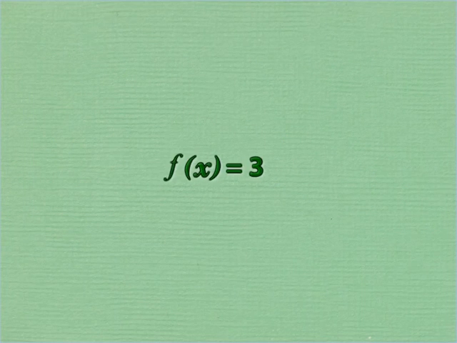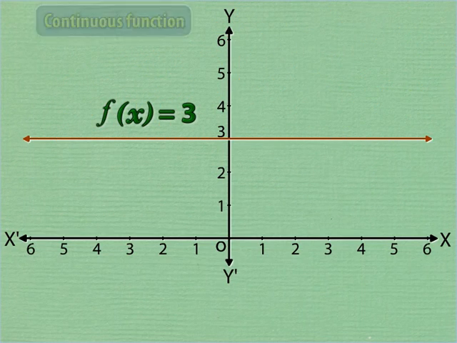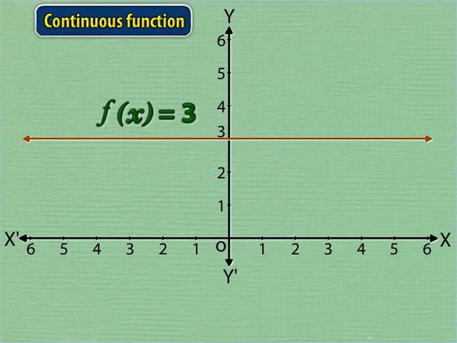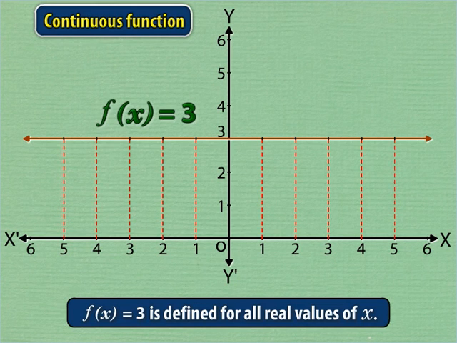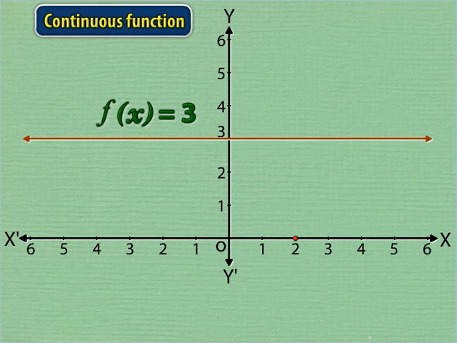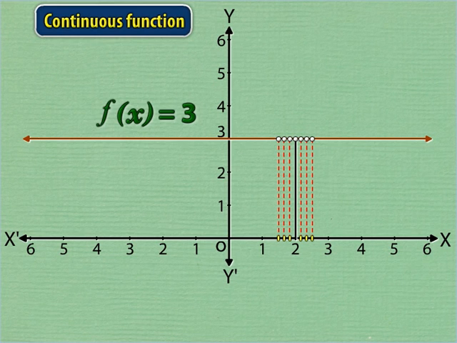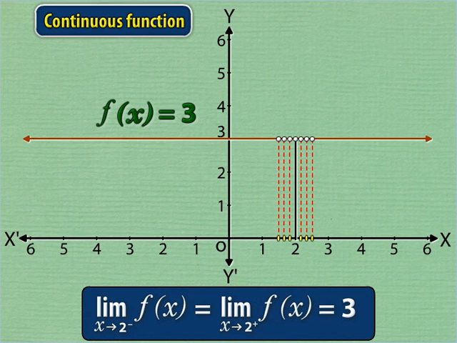Look at this function. If we draw its graph, we get a continuous function. Let's now look at some features of this function. This function is defined for all real values of x. If we take any point, say 2, on the x-axis, the value of the function at that point and the nearby points is the same. The nearby points may lie to the left or right of the two. So, we have the left and right hand limits of f at 2 equal to 3.